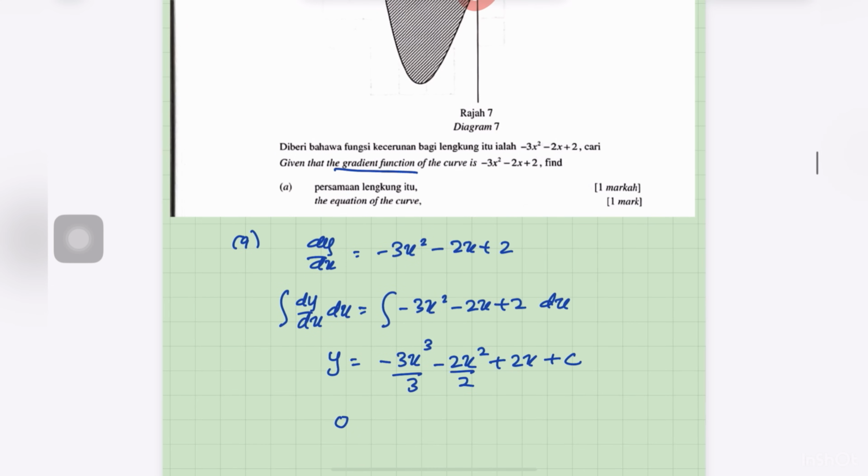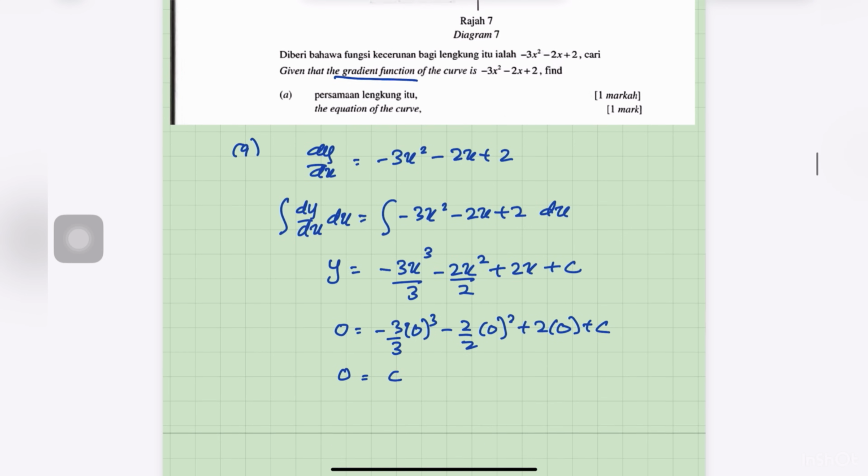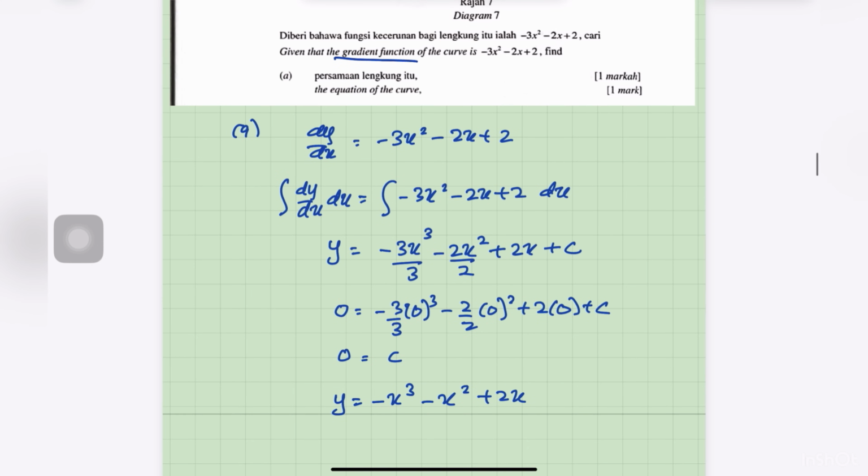So 0 equals to negative 3 over 3 (0 cubed) minus 2 over 2 (0 squared) plus 2 times 0 plus c. So c equals to 0. Tak beranilah sekarang ni tak cari sebab SPM dia punya marking dia strict. So kita cari je lah untuk selamat. So y equals to, kita simplify, negative x cubed minus x squared plus 2x plus 0. Tak payah tulis lah. So this is equation of the curve.